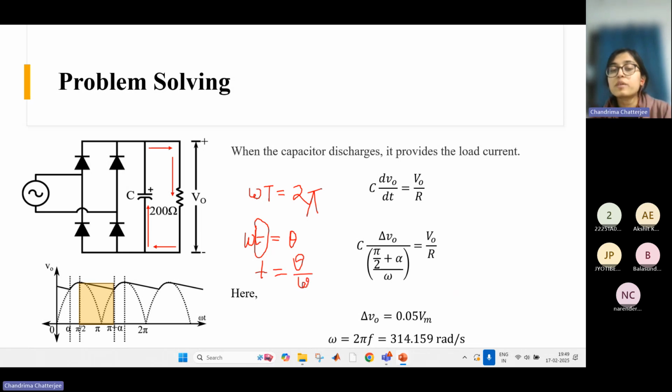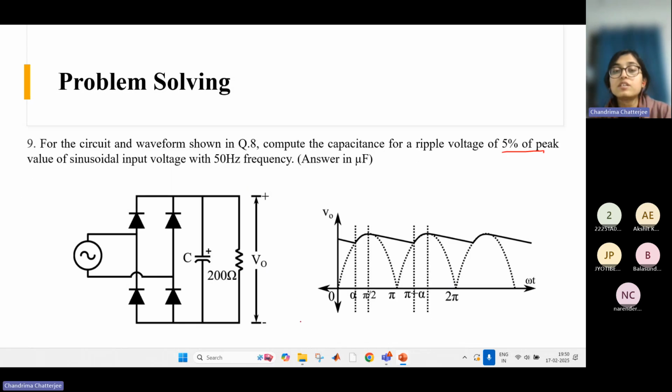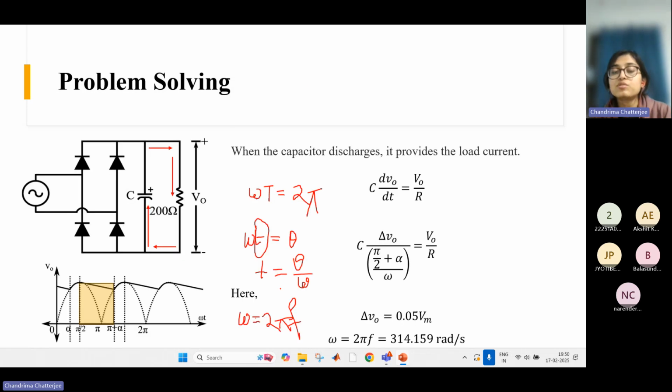And what is omega? Omega is the angular frequency. Omega is equal to 2 pi f, where f is the frequency. F is already given here. Our f is 50 hertz, right? So if you do 2 pi f, you will get omega. So we have all the data. We have delta V naught, which is 0.05 Vm. We have omega 2 pi f, so 314 radian per second.